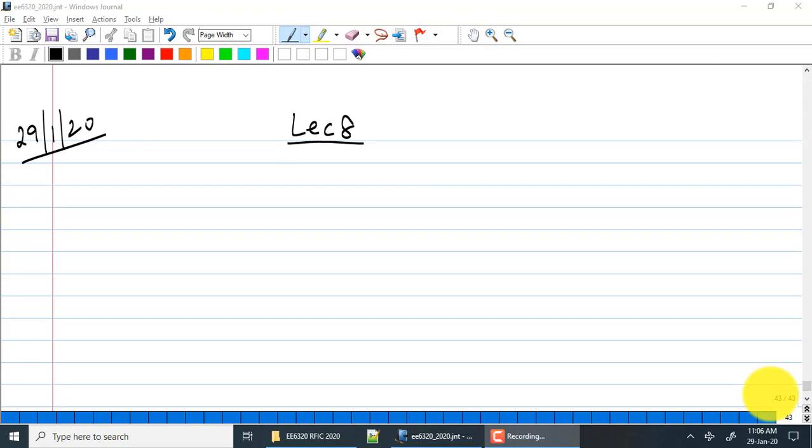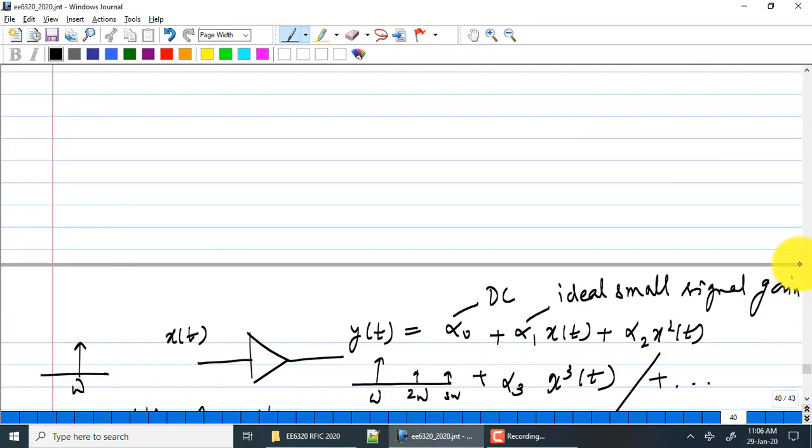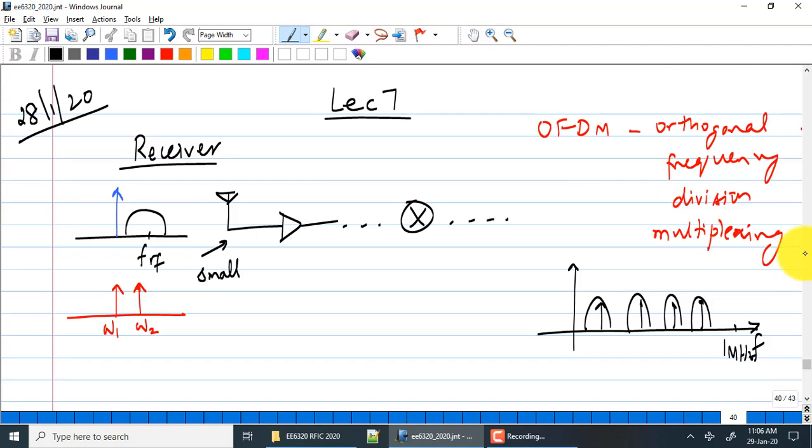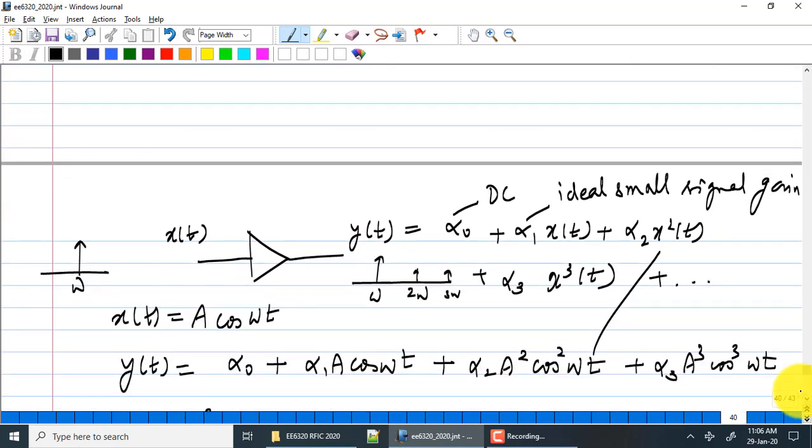Okay, let's quickly review what we did yesterday. So we modeled the receiver system as a weakly nonlinear system, and we said we will model it up to the third order nonlinearity. Okay, and we put in a single tone and found out what happened at the output.